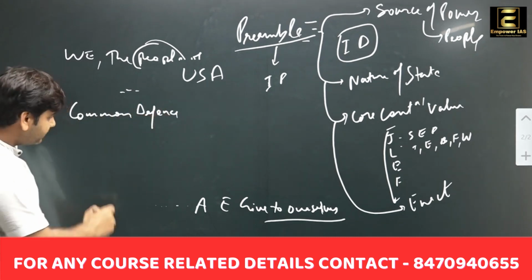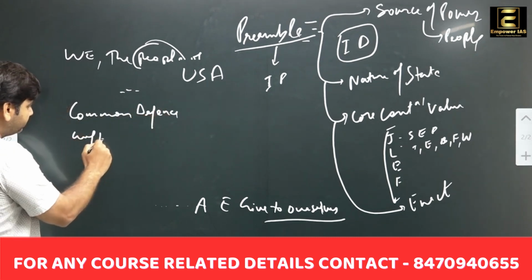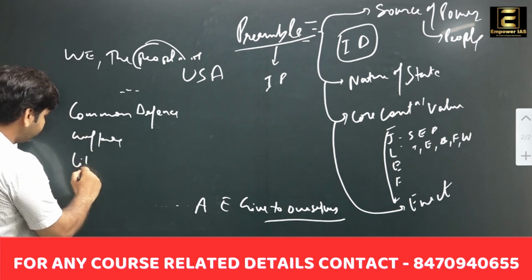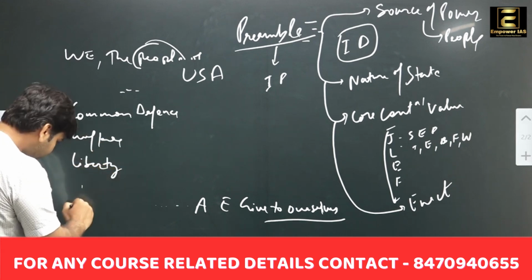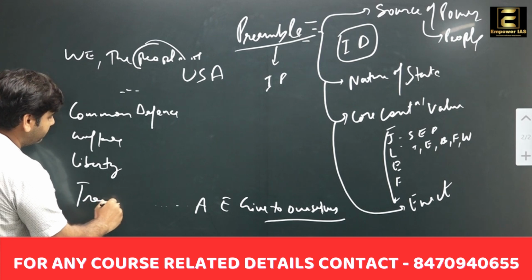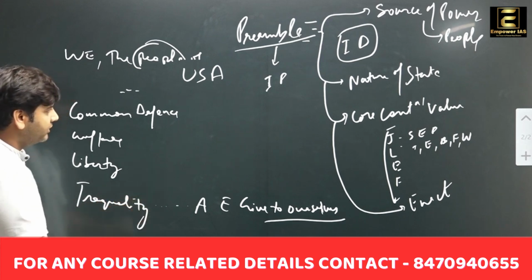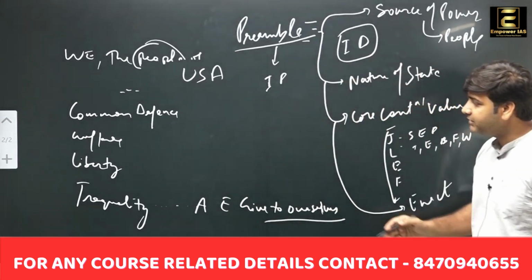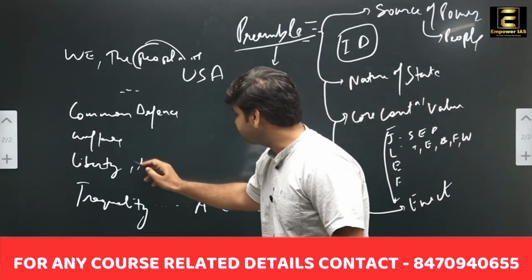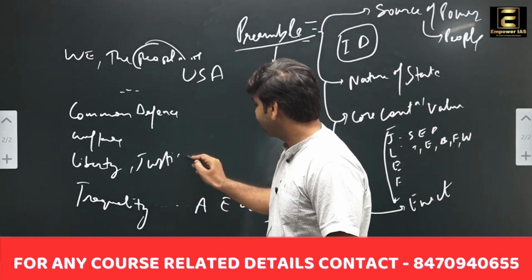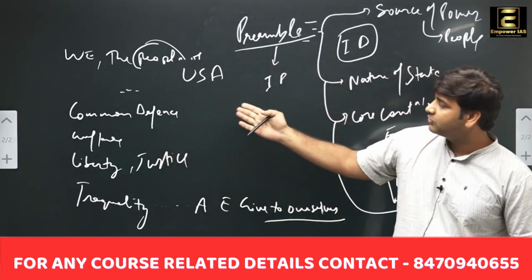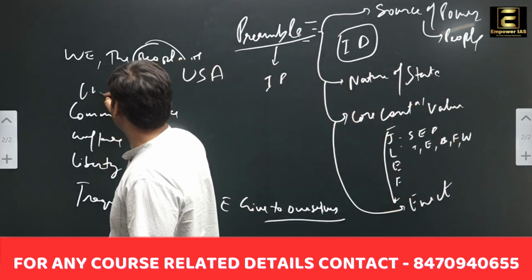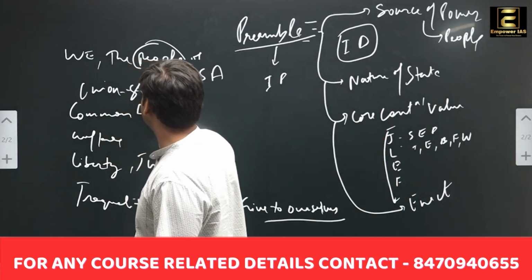Common defense of the country, for the welfare of the country, for liberty, for tranquility. These are the things they are mentioning, but they are missing one, and also justice, liberty and justice, welfare, for common defense, and also to make the union stronger.